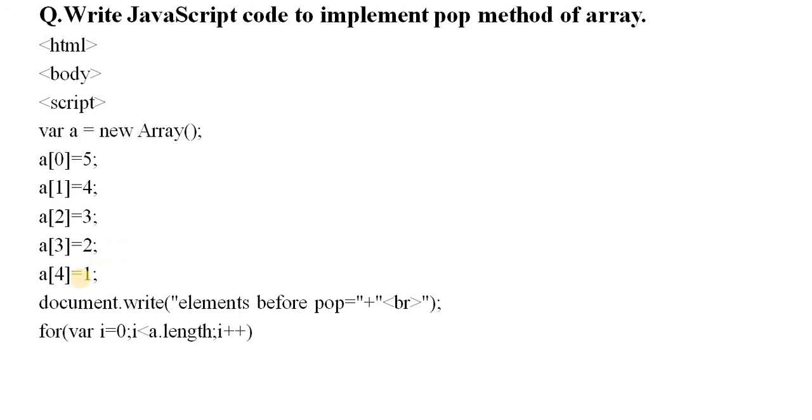For printing purposes, we use a for loop. It displays values one by one on a web page. That is, i is equal to 0, i is less than a.length, i++. It checks each and every condition and displays the values on a web page. Here I am taking document.write(a[i]), which means it displays 5 first, then 4, 3, 2, 1. Close the for loop.